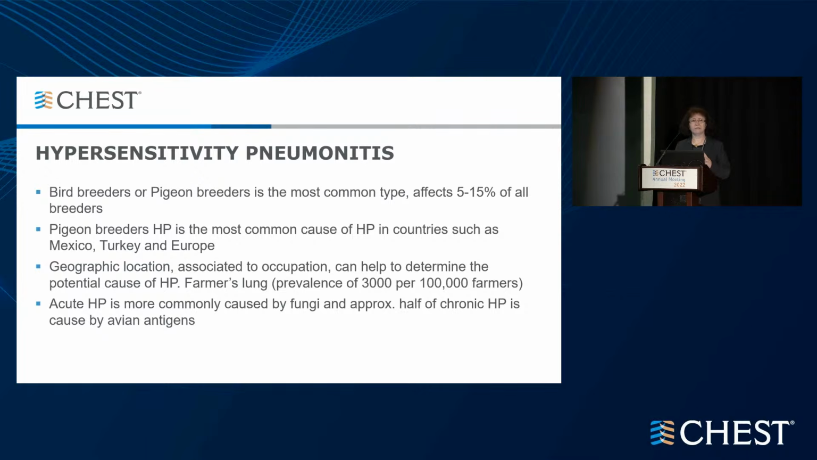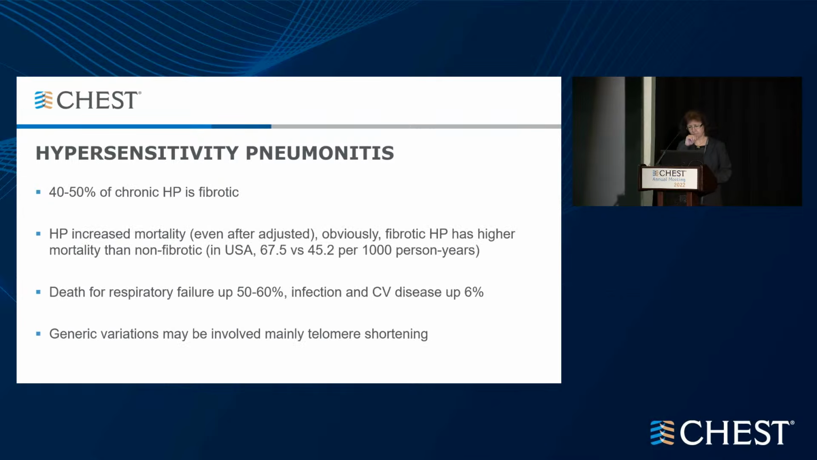And when you examine somebody, it's very important to know, not only the history, but obviously different geographic locations in the United States will increase the probability they will have a farmer's lung if they're in farmland, or the pigeon breeders, which is a little bit more common in areas like where we work. The acute HP is more commonly associated with fungal exposure, and half of the chronic HP has been reported with avian antigen exposure.